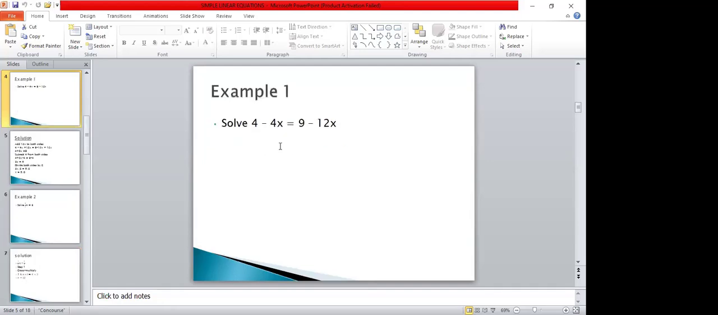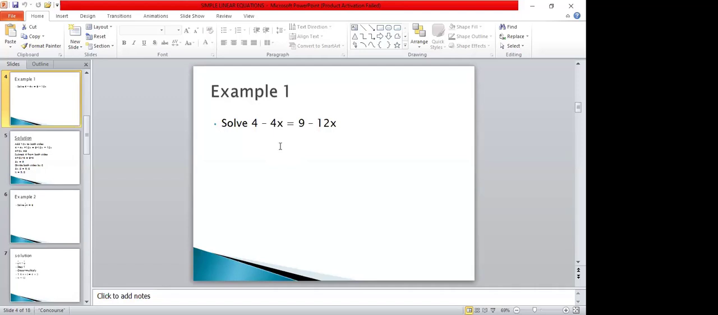The question, like I said, is 4 minus 4x equals 9 minus 12x. Now, you notice that in any given equation, you always have what we call like terms and unlike terms. From the word like terms, like terms are terms that look similar. When they look similar, then we call them like terms. For the terms that are not similar, we call them unlike terms.